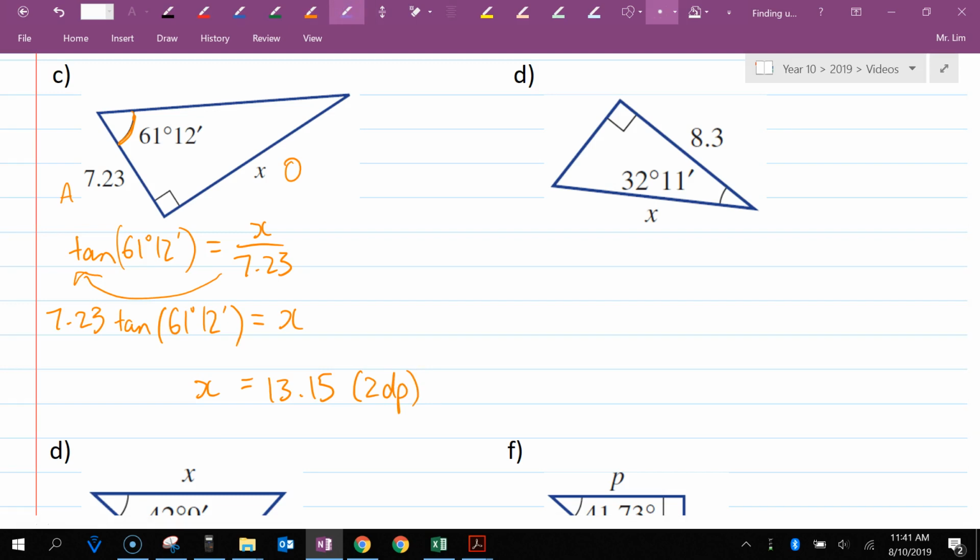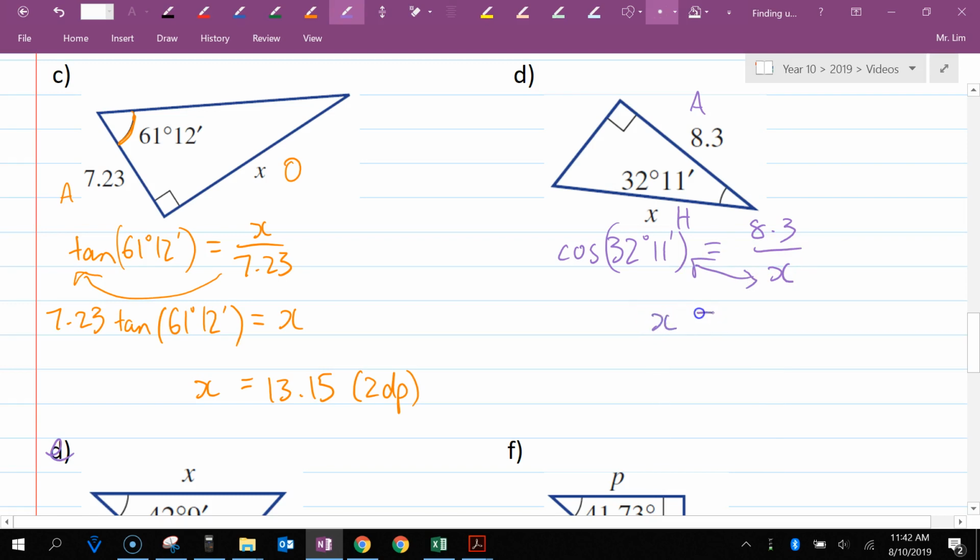Okay, I'm going to do D with you, and then I want you to try E and F by yourselves. So for question D, label: we've got hypotenuse, and we have adjacent. So we have cos of the angle, 32 degrees 11 minutes, is equal to adjacent over hypotenuse. Now you see here that x is in the denominator. Whenever we have a pronumeral in the denominator, we swap these two.